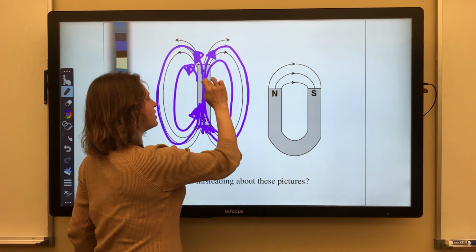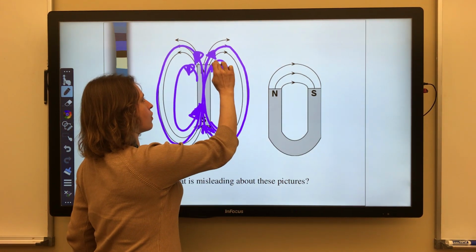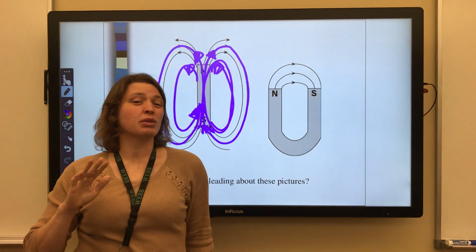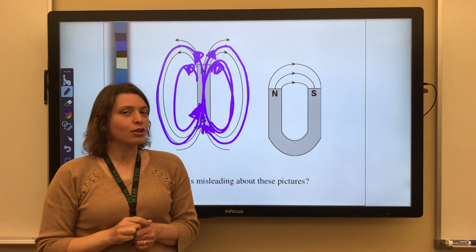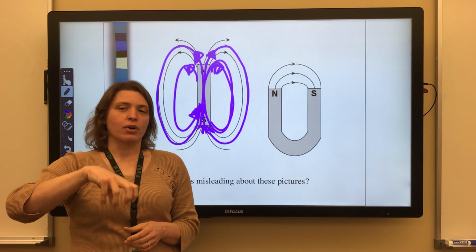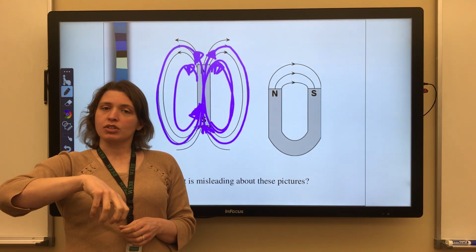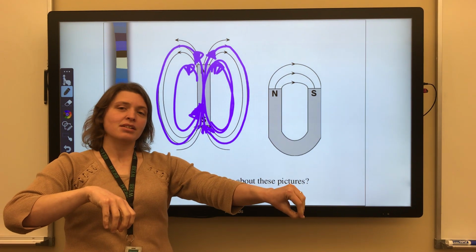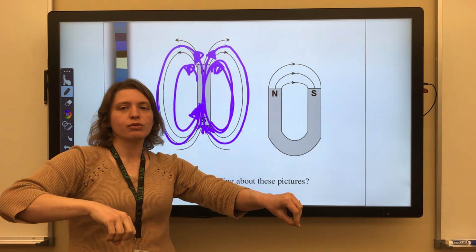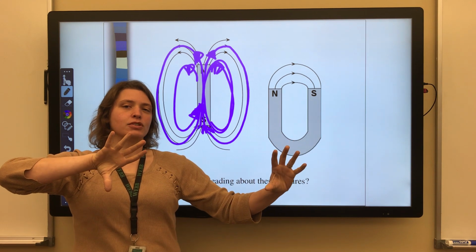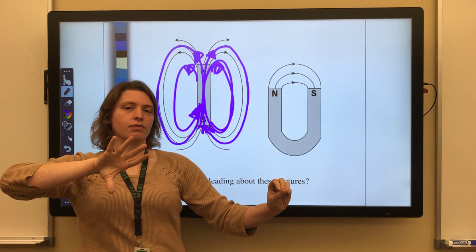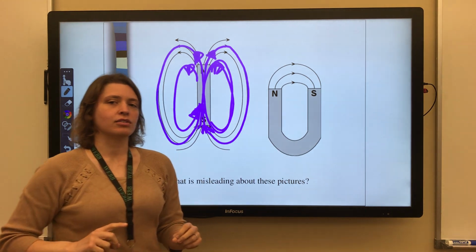So again, we always have continuous loops for our magnetic field lines. This is, of course, really different than what we saw with electric field lines. Remember, with electric field lines, they always were originating on a positive charge and ending on a negative charge. So we have the positive charge as the source of electric field lines, and the negative charge is the sink for electric field lines. Magnetic field lines are a little bit different.